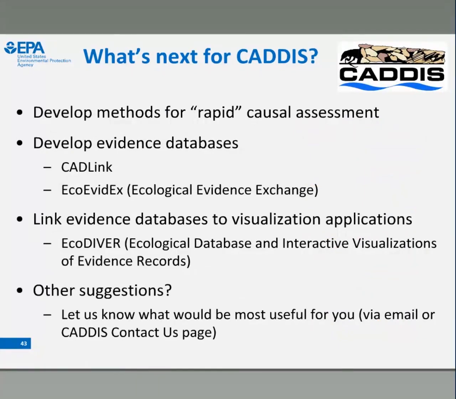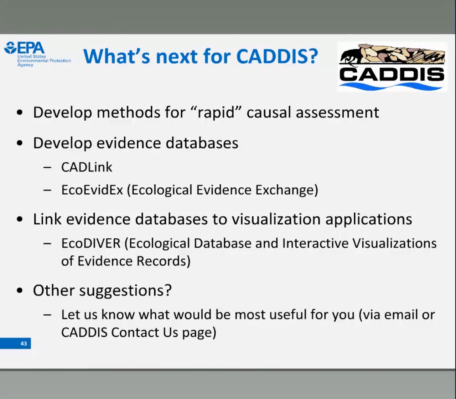So that brings us to the end of the CADDIS Causal Assessment and Stressor Identification Overview and Tour, and brings up the question of what's next for CADDIS. We're currently working on developing methods for more rapid causal assessment in various ways. For example, making the identification of relevant reference sites more efficient, and thinking about how to streamline the stressor identification process. We're also developing the evidence databases through both CADDIS's CADLink database as well as an international collaborative effort called the Ecological Evidence Exchange, or EcoEvidex. The ultimate goal of these database efforts is to crowdsource evidence generation to ultimately improve access to and use of evidence in environmental decision making.